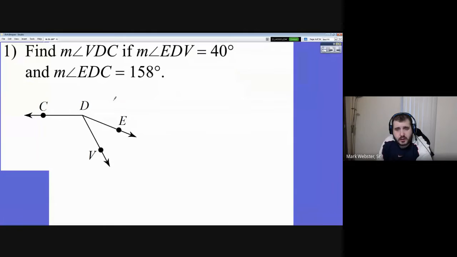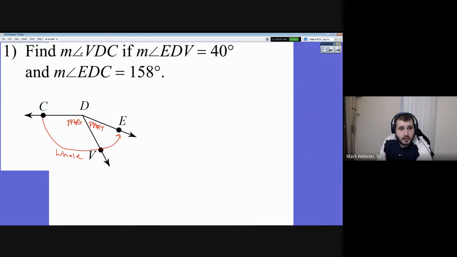So once again, we're gonna look at our picture, and here's the first part, the part on the left. Here's the second part, the part on the right, and then the whole thing is this one. So this first left part is angle CDV. The second part is angle EDV. And then the whole thing is angle CDE.